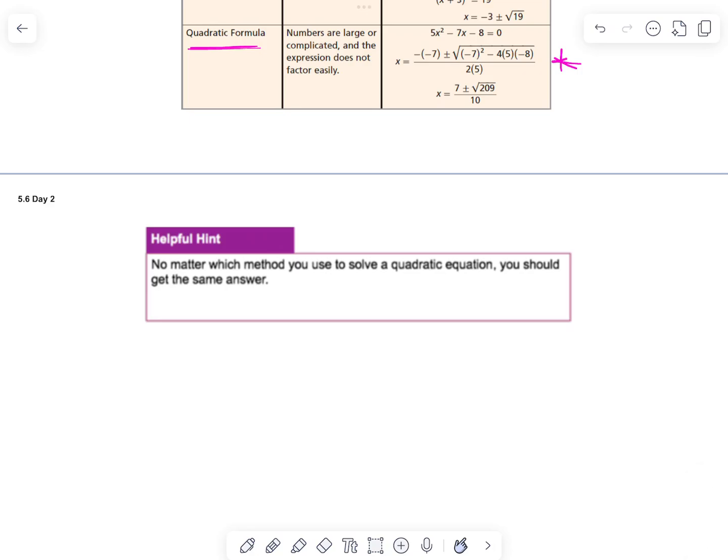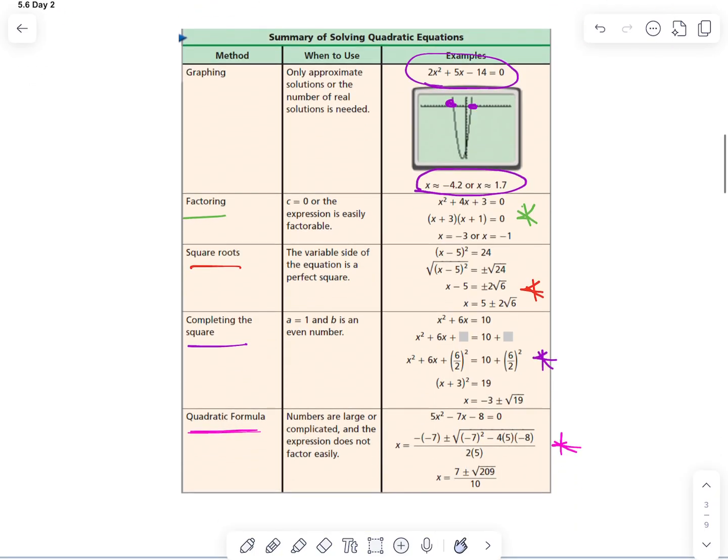It's a helpful hint that no matter which method you choose, you'll get the same answer throughout. So any of these solutions do work. Just depending on what type of equation we give you, you might want to choose one of those methods over the other.